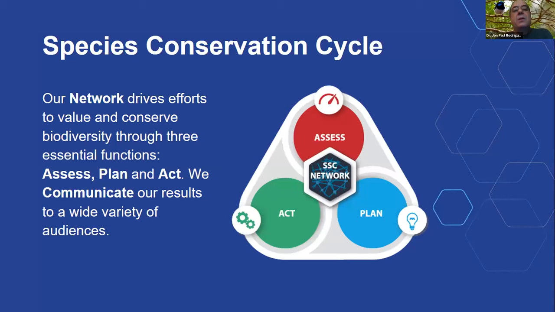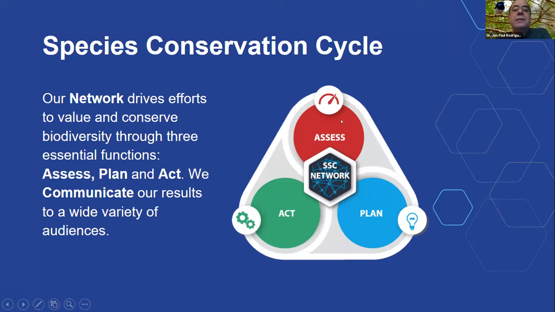Now, at the center of all the work that we do in SSC, and this is the main part of my presentation, because I think it's very relevant to this discussion. So at the center of all that we do is what we call the species conservation cycle. This is the conceptual framework for the species strategic plan that we developed together with the Secretariat. And there are three primary components: assess, plan, act. At the center of this cycle is the SSC network. And then here in gray, enveloping the whole cycle is communicate.